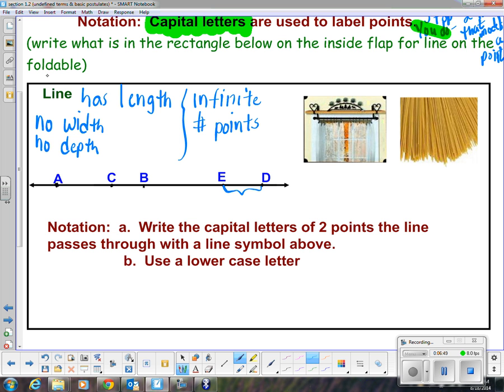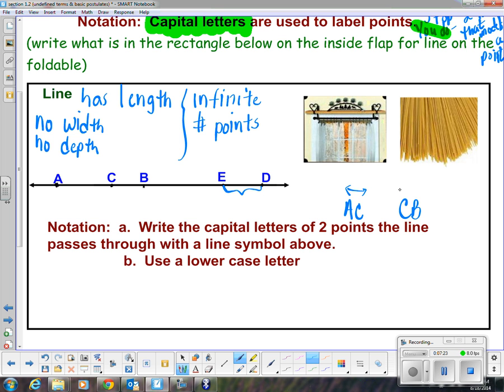Now, you're taking these notes on the foldable, on the rectangle below the flap that says line. So these are on that foldable. All right, so notation. How do you refer to a line? You're going to write using capital letters of 2 points on the line, and then you're going to use a line symbol above. So in other words, I can refer to this as line AC. I use the capital letters because A and C are on the line, and a line symbol above.